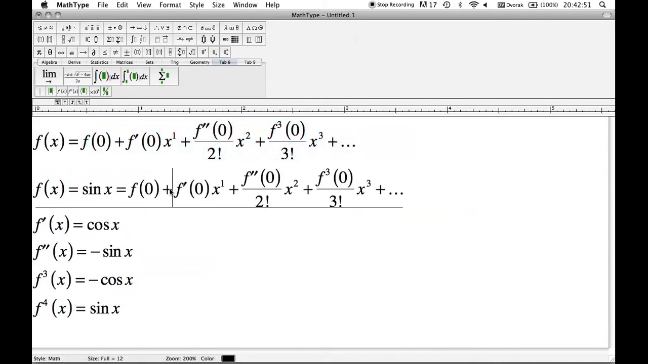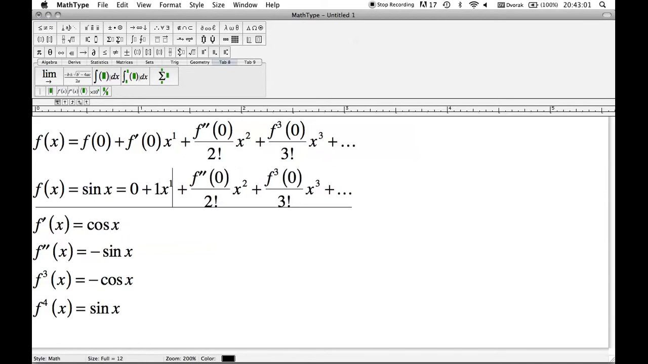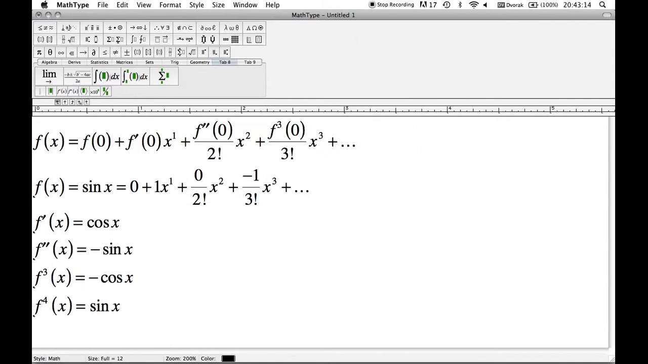F of 0 for sine of x is 0. So it's going to be 0 plus f prime of 0. F prime of 0 is equal to cosine of 0, which is equal to 1. F double prime of 0 is going to be negative sine of 0, which is 0. And f triple prime is going to be negative cosine of 0, which is negative 1. And then it will repeat. So it'll just go in that 0, 1, 0, negative 1 pattern.